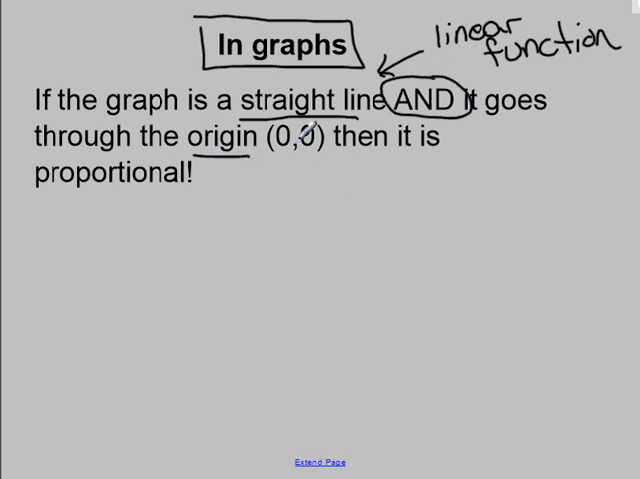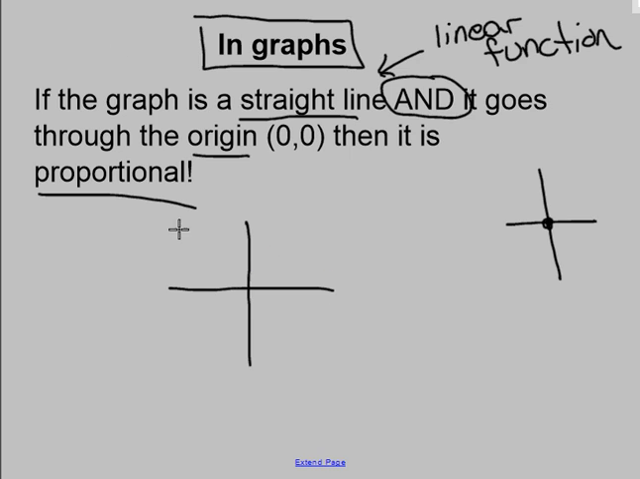The origin is that point 0, 0. It's at the very center of our coordinate plane. So if it's a straight line and it goes through the origin, then it is a proportional relationship. So let's say I have a coordinate plane here, and I've drawn a line that looks like this. Let me adjust that a little bit.